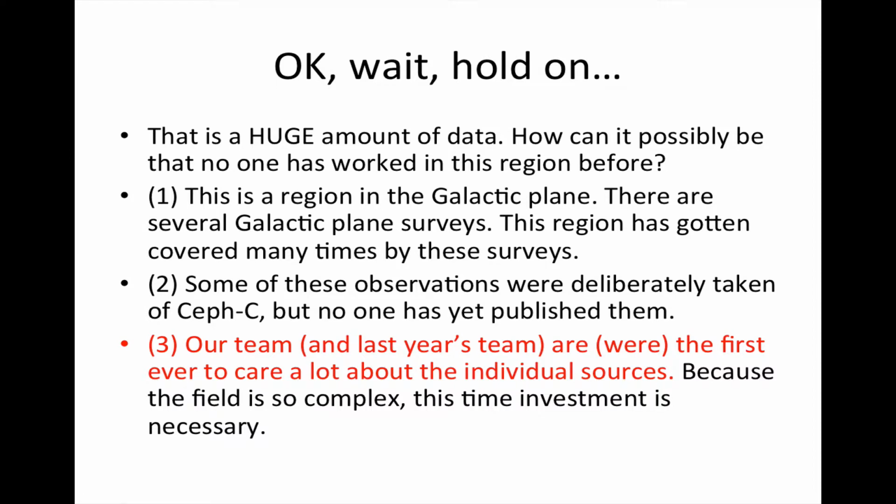So there's a huge amount of data. How can it be that no one's worked in this region before? Well, there's several reasons for that. One is that this is part of the galactic plane, and there are many different galactic plane surveys. So our region has been hit accidentally, serendipitously, by these surveys, but nobody spent a lot of time going after specifically this region. There are a handful of observations that I just showed you that were taken deliberately of Cep C, but no one has yet published them. And for some of those data, as long as it's public, we've snarfed them up.